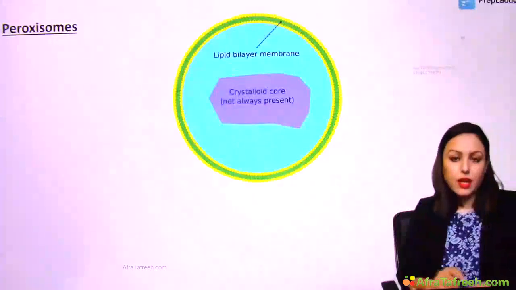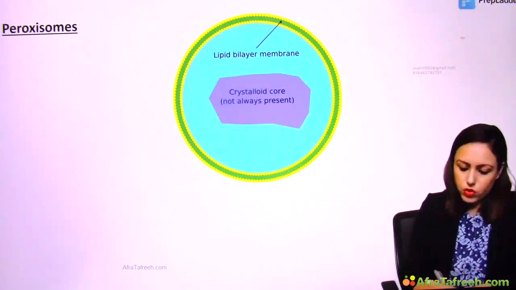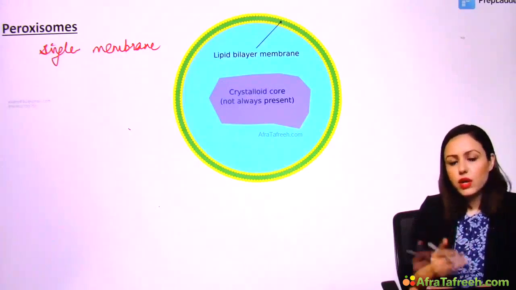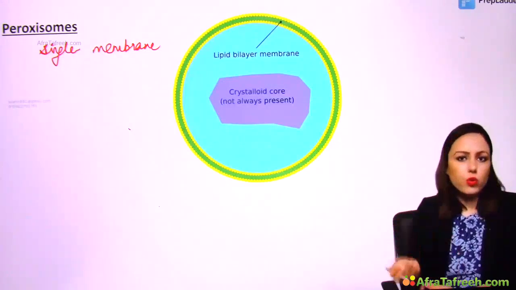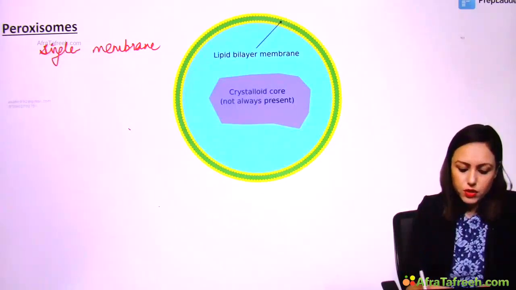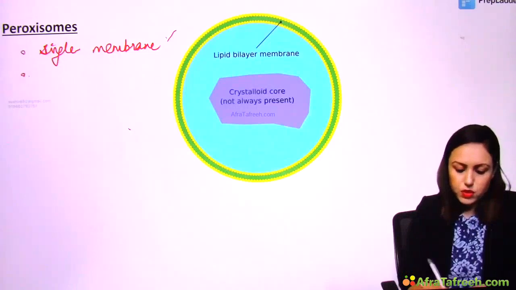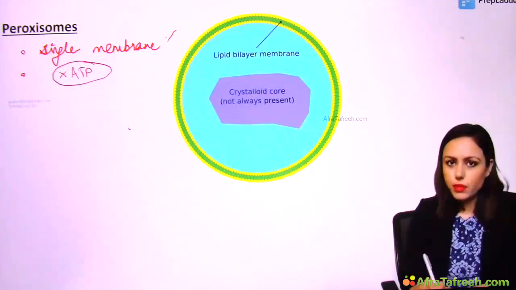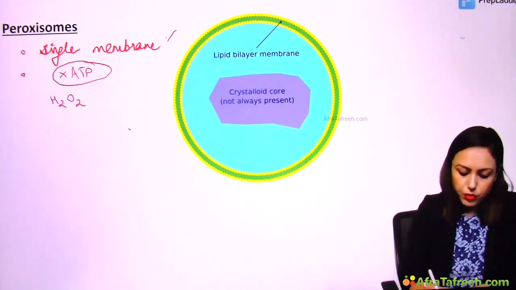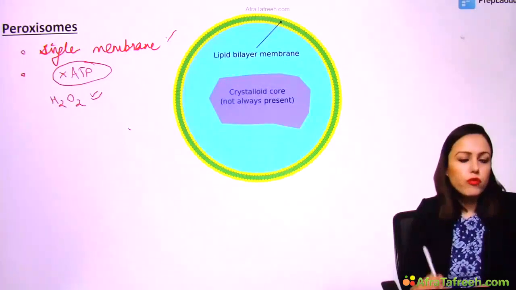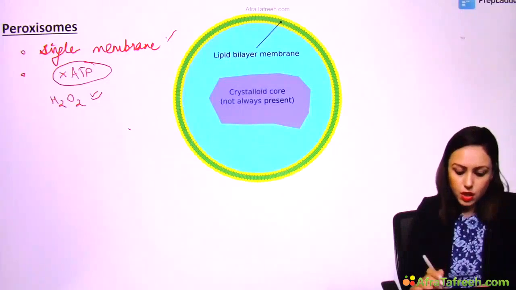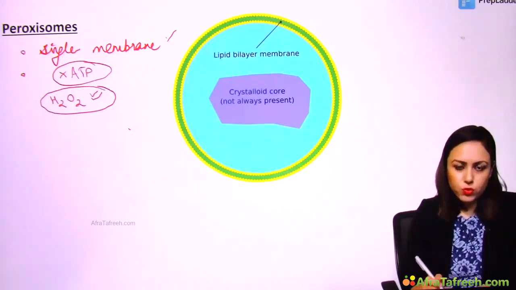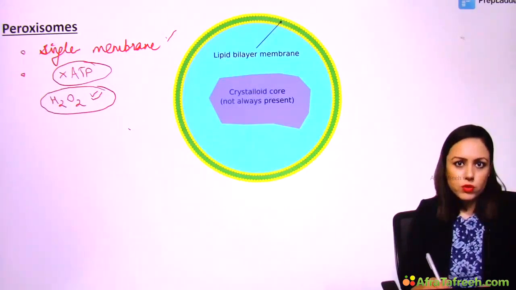Coming to the next organelle, that is peroxisomes. Peroxisomes have a single membrane. Like we did, the nucleus has inner and outer nuclear membrane, mitochondria has inner and outer membrane, but peroxisomes have only a single membrane. In peroxisomes, whatever pathways occur, ATP formation will not occur in those pathways. Instead, there is formation of H2O2 in most of the pathways occurring in peroxisomes. So, as this free radical H2O2 is regularly getting formed in peroxisomes, it needs to be regularly destroyed also.